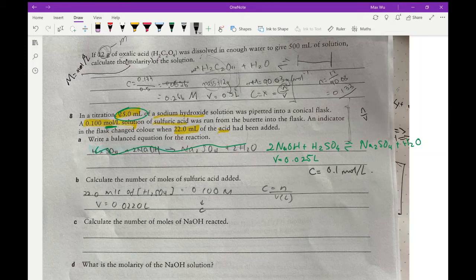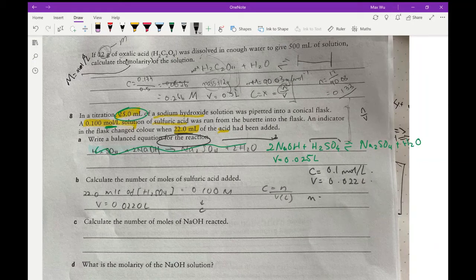And what else? An indicator was changed when 22 mils of the acid has been added. So once again, volume is equal to 0.022 liters. Now what does it want? Write a balanced equation. Okay, so we did that. Beautiful. Calculate the number of moles of sulfuric acid. Very easy. So we have this, right? Sulfuric acid. We have CV.